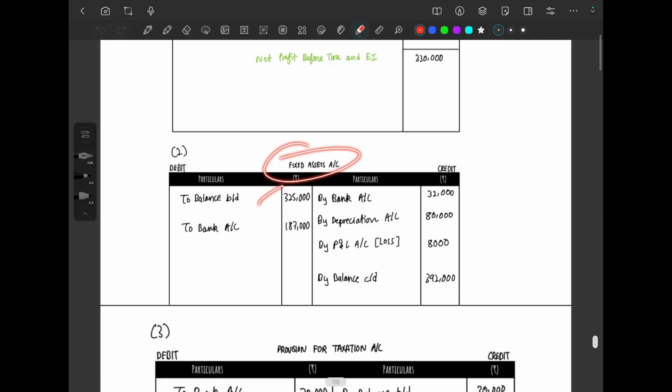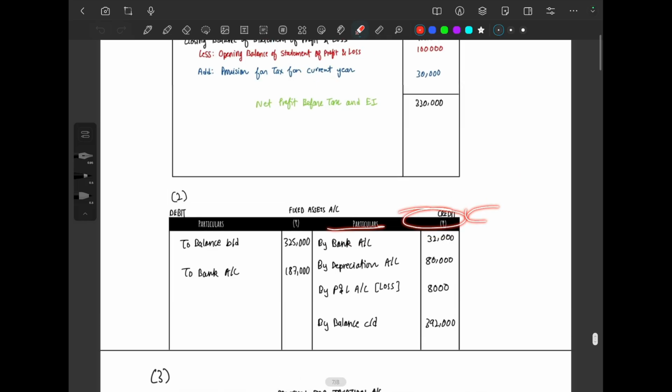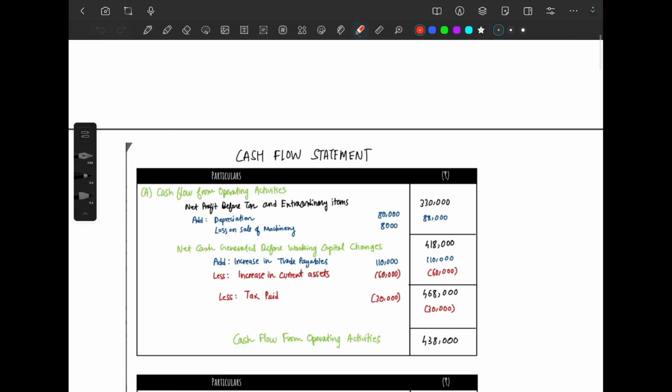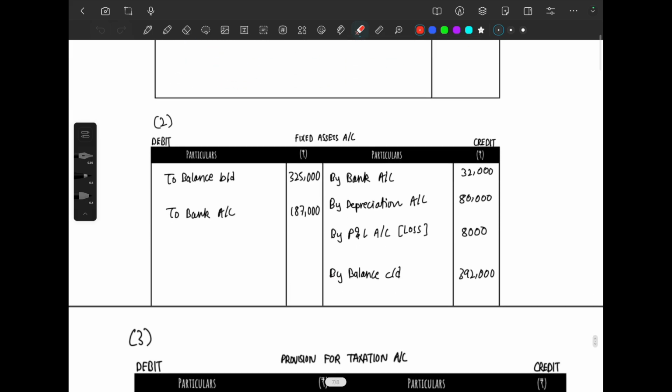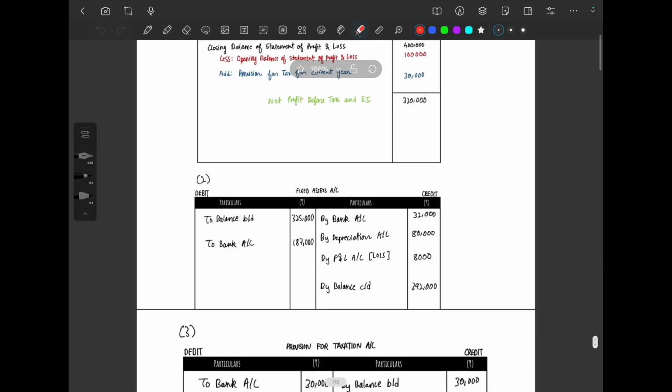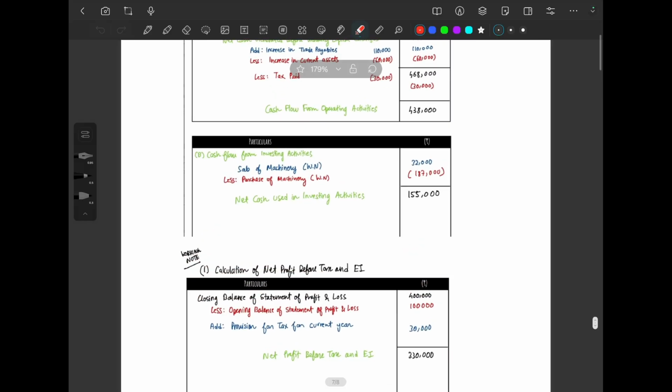There is the fixed asset, opening balance, closing balance, and bank proceeds, that is 40,000 minus 8,000, that is proceeds from the sale of asset, and depreciation for the whole year was 80,000, that will be added in the operating activity. There is the depreciation of 80,000 and the loss on machinery of 8,000. Okay, and there is a loss and there is a purchase of asset. Let me show you this, that will be minus from the investing activity.